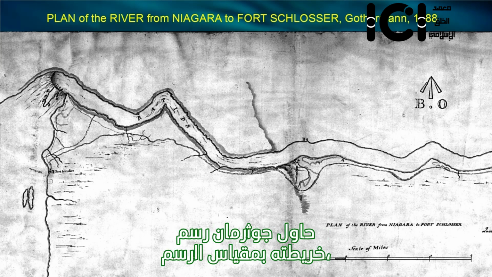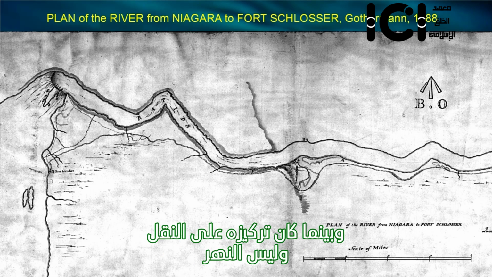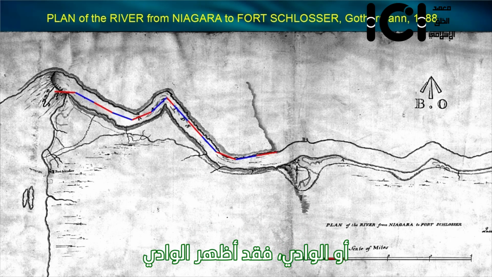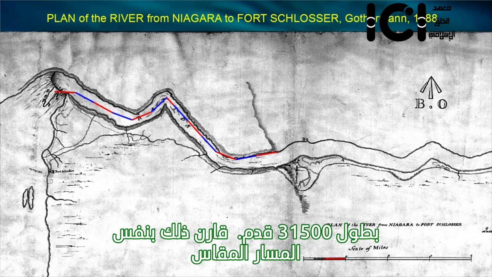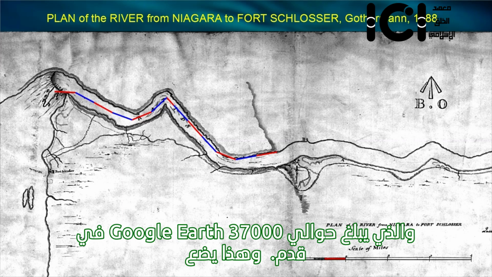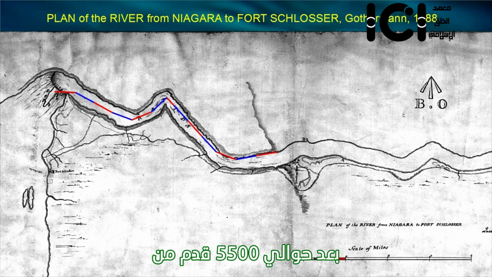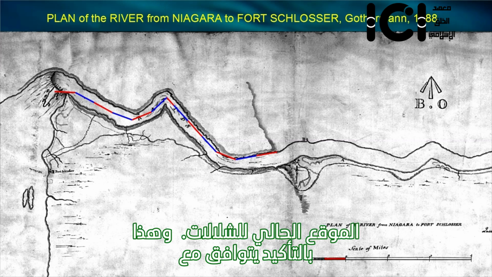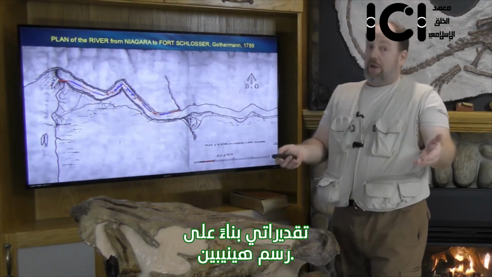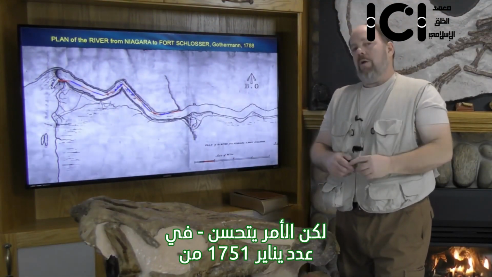Gotherman did try to draw his map to scale, and while his focus was the portage and not the river or gorge, he does show the gorge as maybe 31,500 feet long. Compare that to the same measured path in Google Earth of about 37,000 feet. That places the falls during Gotherman and Ellicott's time some 5,500 feet downstream from the current location of the falls. This certainly lines up with my estimates based on Hennepin's drawing, but it gets better.